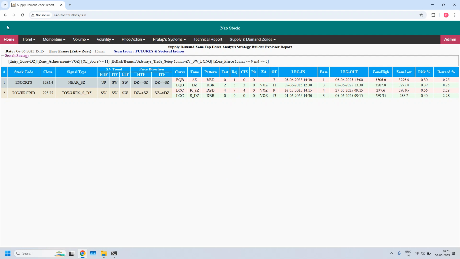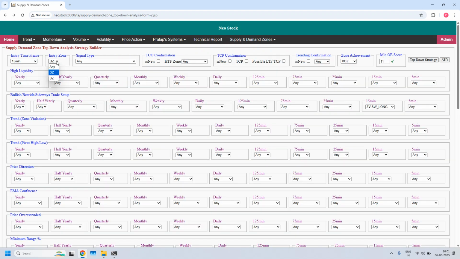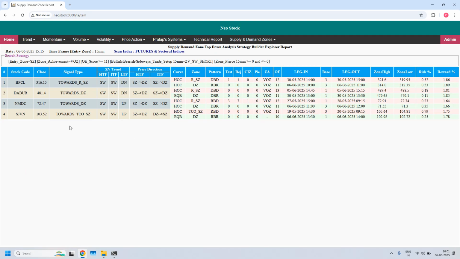Okay, next, sideways short trade setup for daily income trade. Entry time frame zones are 15 minutes supply zone, and here I am selecting sideways short. Now all filters are applied to 15 minutes supply zone. We got 4 stocks. Sideways short trade setup for daily income trade. Entry time frame zones are 15 minutes supply zone.